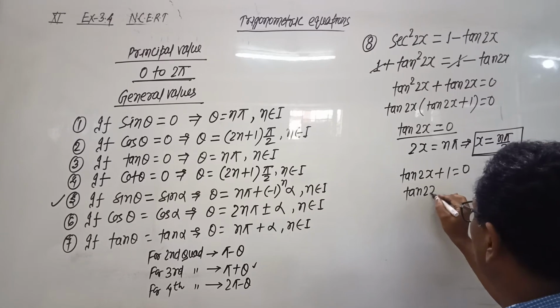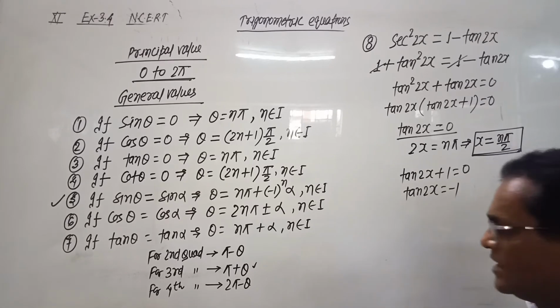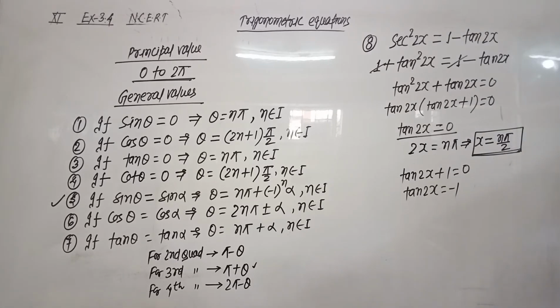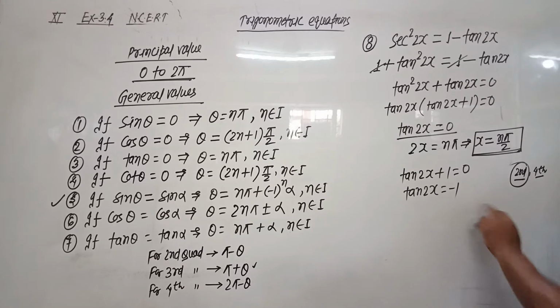Tan 2x equals minus 1. Now tan is negative in which quadrant? Tan is negative in the 2nd quadrant and in the 4th quadrant. From these two quadrants, the 2nd quadrant value would be taken for the general solution, the nearest value. So the value of theta will be taken as positive.